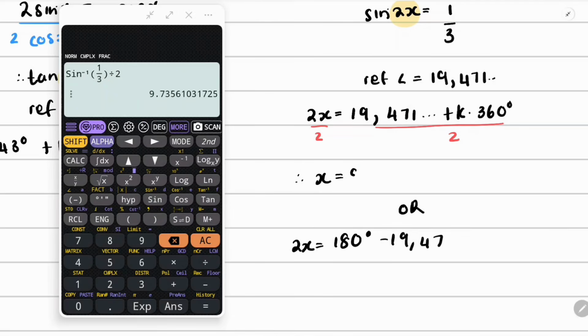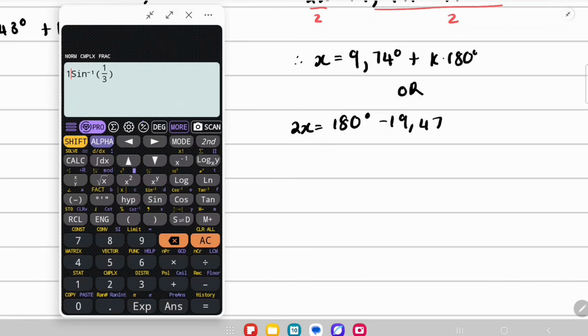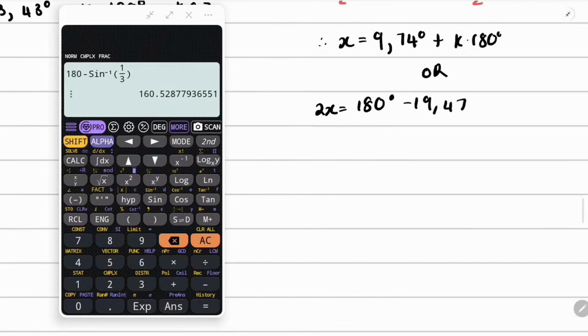So that gives us 9.74 degrees. Okay, it rounds up. And then we have plus k of 180 degrees since it divides by 2. And here we're going to just find out what 180 degrees minus that is. So it's 180 degrees minus shift sine 1 over 3, which is going to be, and then we'll still say plus k of 360 degrees, of course, where k is an element of integers.